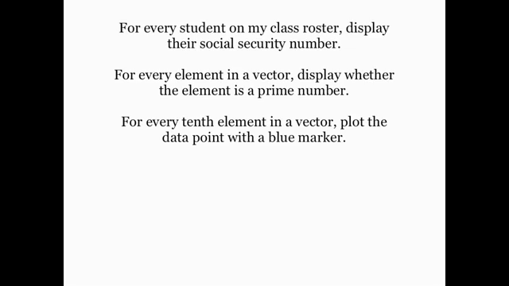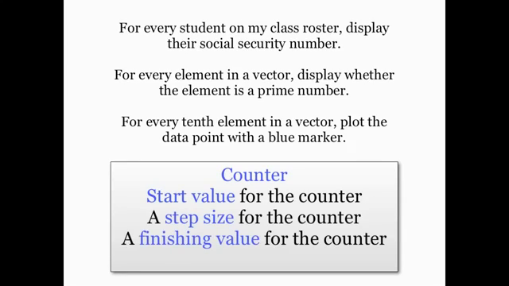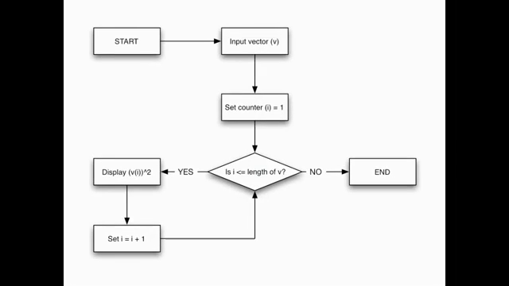All of these iteration tasks involve 5 basic components. There is a counter, a start value for the counter, a step size for the counter, a finishing value for the counter, and instructions to follow each time for each value of the counter. Let's look at the flow chart for the following task that's an iteration task. Given a vector, go through the elements one by one in order and display the square of each element.